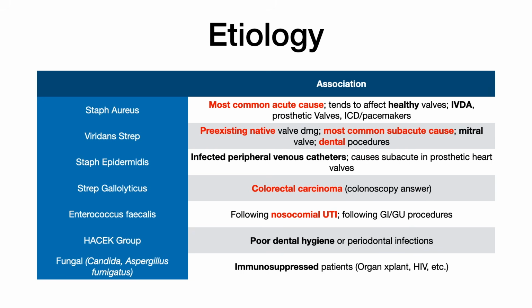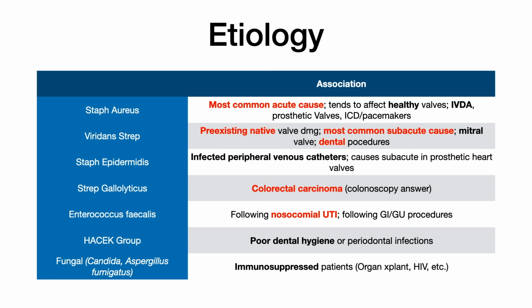If we look at Staph epidermidis, really the key here is that it comes from infected peripheral venous catheters. So this causes another subacute endocarditis. And another risk factor here would be a prosthetic heart valve. So that's Staph epidermidis. Basically just prosthetic valves from peripheral venous catheters. That should make you think Staph epidermidis.